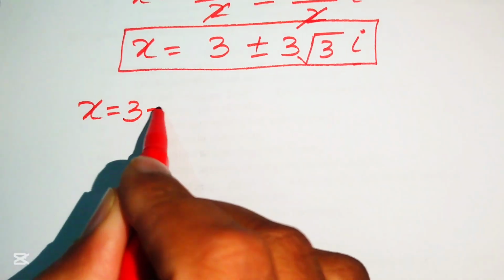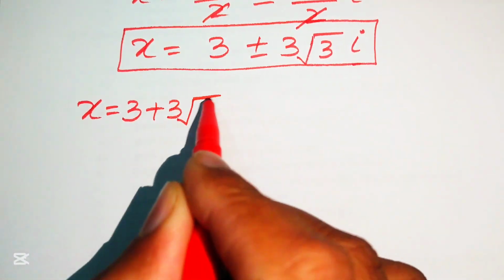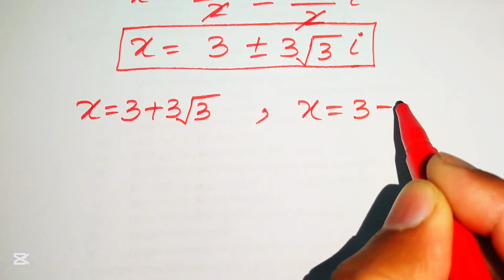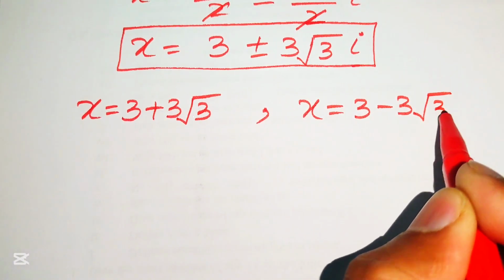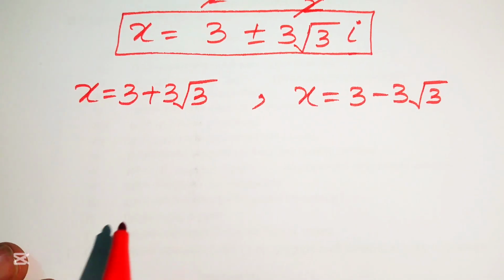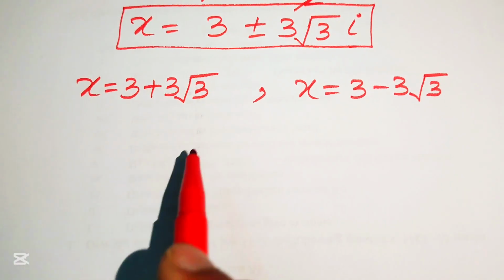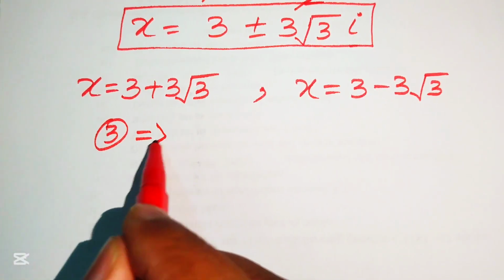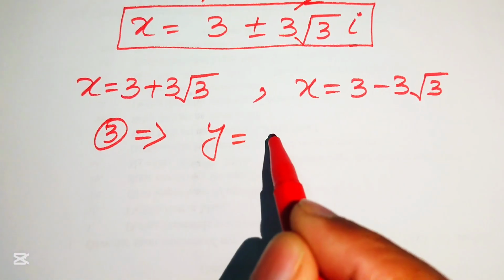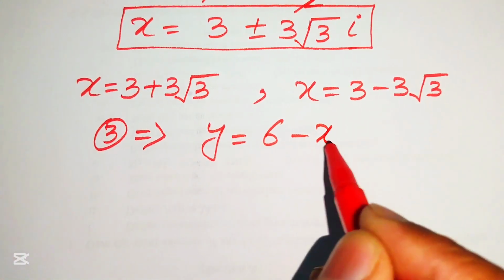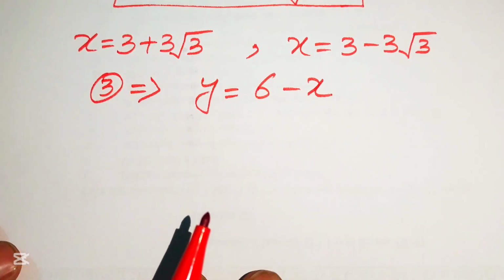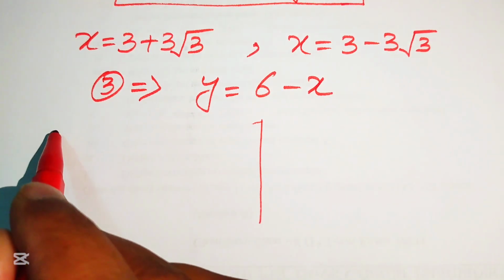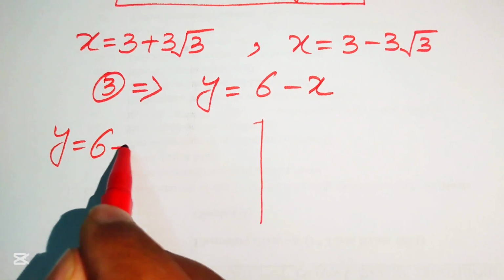We write it as 3 plus 3 times the square root of 3, and the negative value is 3 minus 3 times the square root of 3. Okay, so here we need equation number 3, so we will copy down equation number 3 here. Equation number 3 implies that y equals 6 minus x, and now we will substitute these two values of x here, and it will be written as y equals 6 minus x.